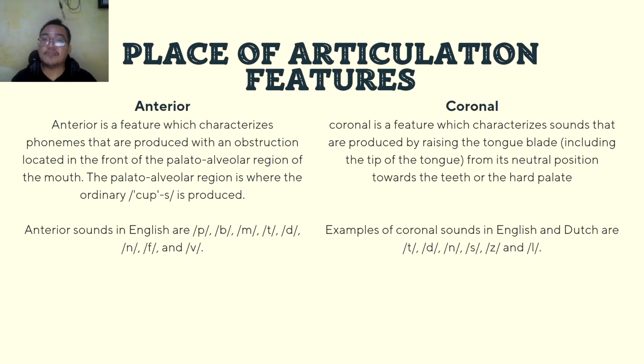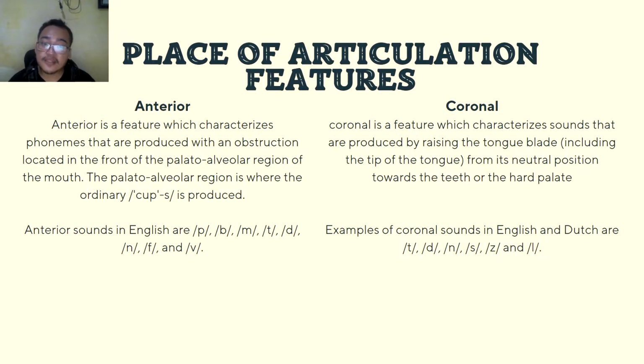The next one is place of articulation features. There are two of them. The first one is anterior. Anterior is a feature which characterizes phonemes that are produced with an obstruction located in the front of the palato-alveolar region of the mouth. The palato-alveolar region is where the ordinary sh is produced. Anterior sounds in English are p, b, t, d, n, f, and v.